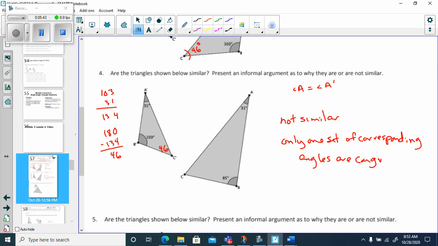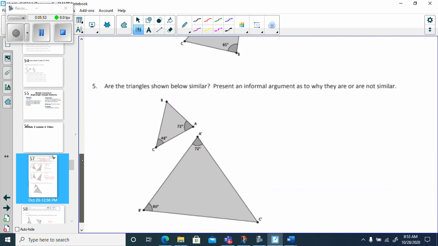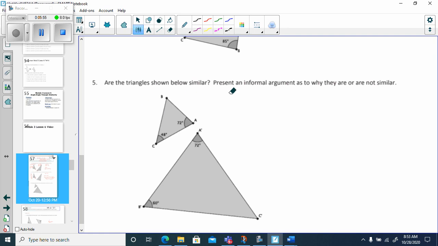Okay, that's why these two are not similar. They're not the same shape. They don't have the same angle measures. Only one angle measure is the same. You gotta have two. Are the triangles shown below similar?